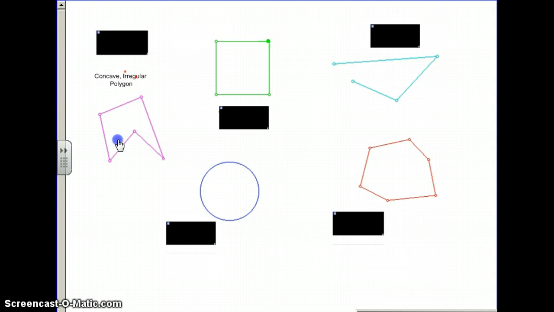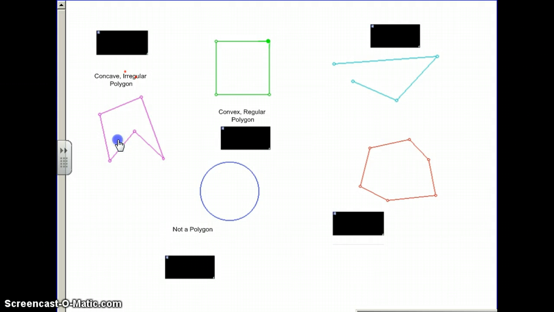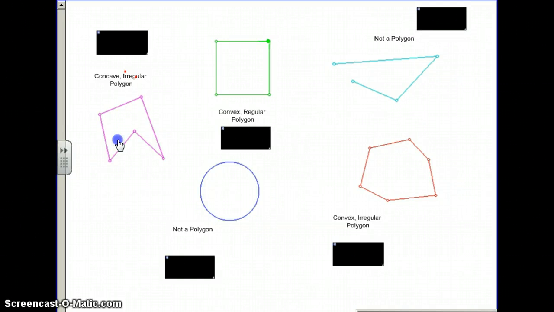Hopefully you can see that this is a concave irregular polygon. Don't worry about the irregular. This right here is a convex regular polygon. This one is not a polygon. The sides are not straight. There's not three or more sides. We have a circle there. This is a convex, irregular polygon. Once again, don't worry about the irregular or regular for right now. And this one is not a polygon because it does not connect.